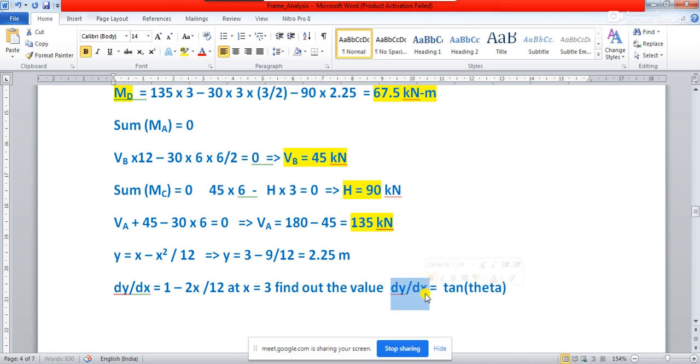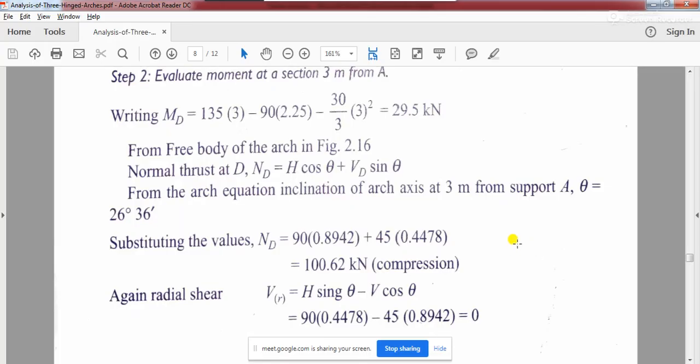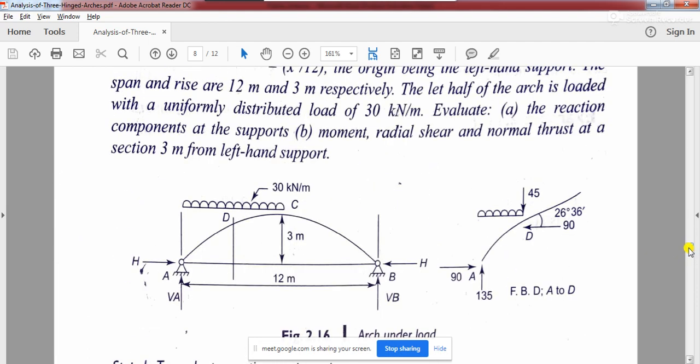Once you know this value of dy dx at x equal to 3, you can find the value of theta, okay? Once you know the value of theta, finding the radial shear and normal thrust is very simple. There is nothing to worry about, right? And how do you find it? You just take the sin theta and cos theta components of the forces. What forces should you consider? You should consider the forces which are creating equilibrium at this point, okay?